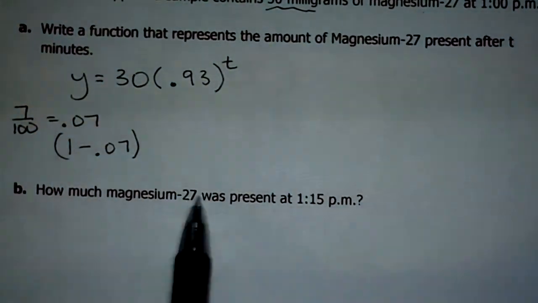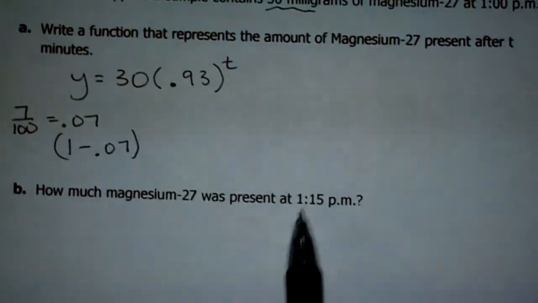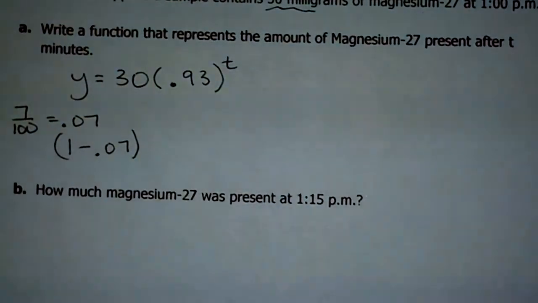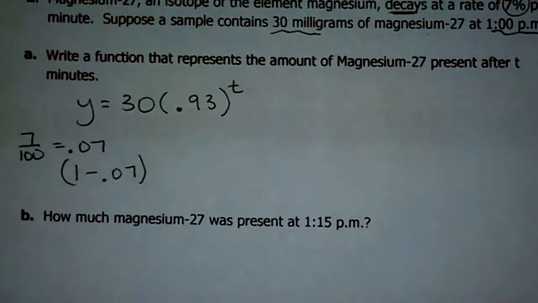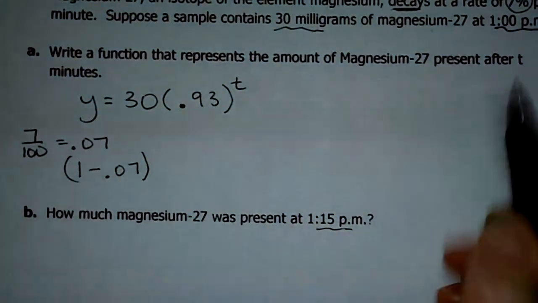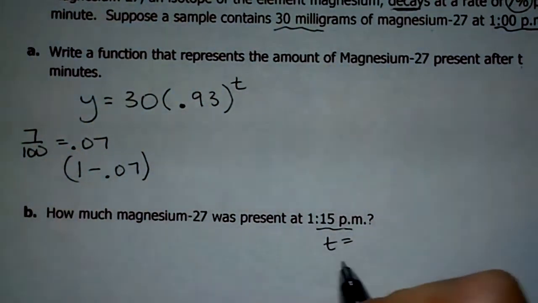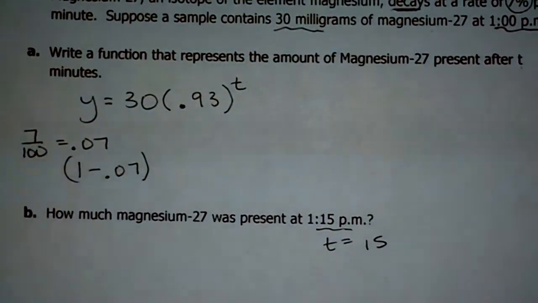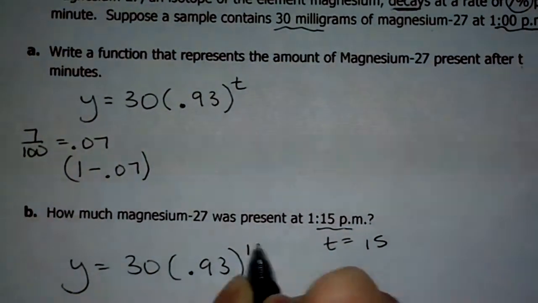Alright, anyway, how much magnesium-27 was present at 1:15? Okay, I'm not going to type in 1.15. This is one of those where it's kind of like the years. We had 1980, and then it was 1985, and what was it then? It said up here that we started this at 1 p.m. Well, now, it's 1:15, right? And t represents minutes, right? Because it says after t minutes. So, from 1 to 1:15, how many minutes have passed? Yes, 15 minutes have passed. So I just need to go back to my equation that we just wrote and plug in 15.